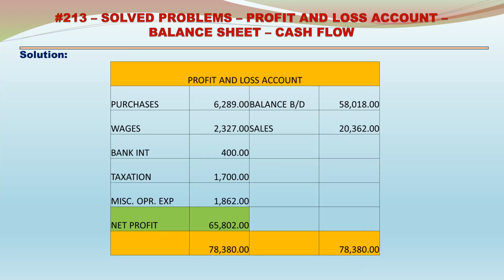Solution. Profit and loss account. On the credit side, balance brought down 58,018. Sales 20,362. Total credits 78,380.